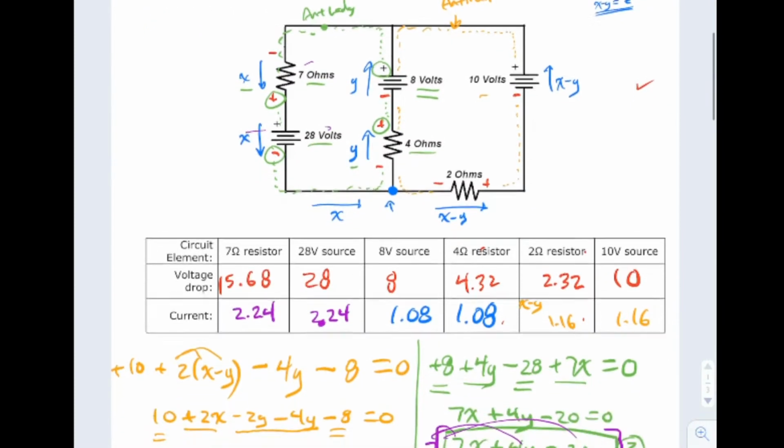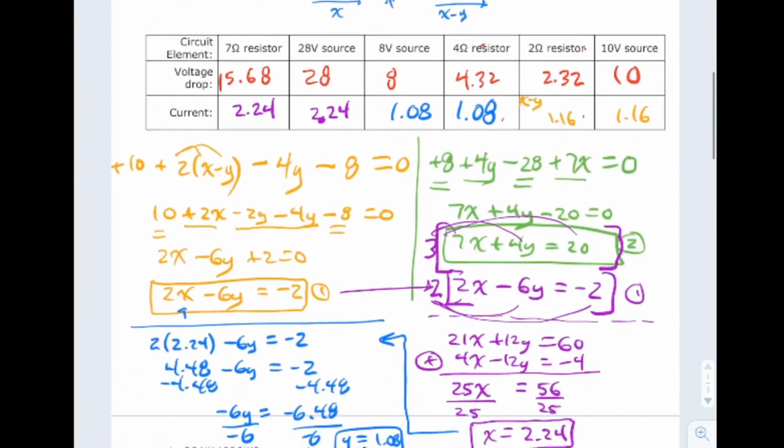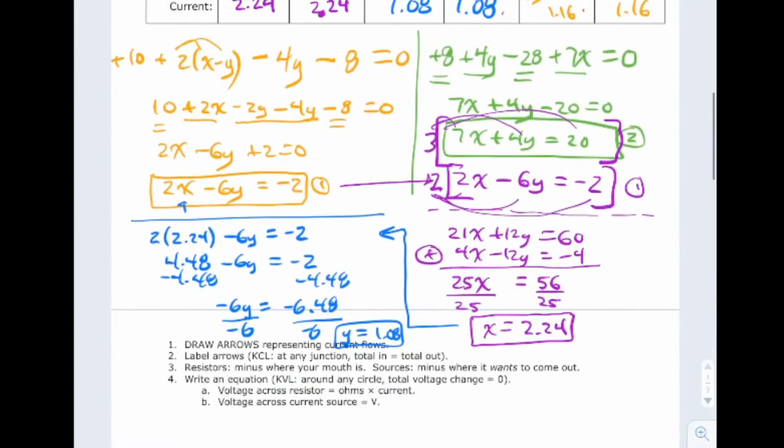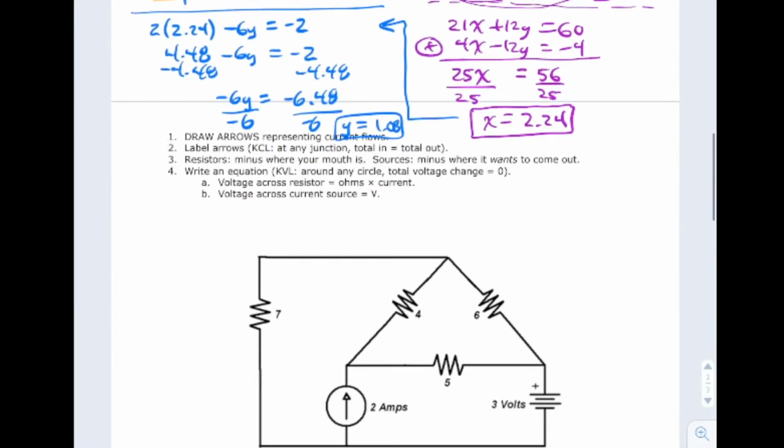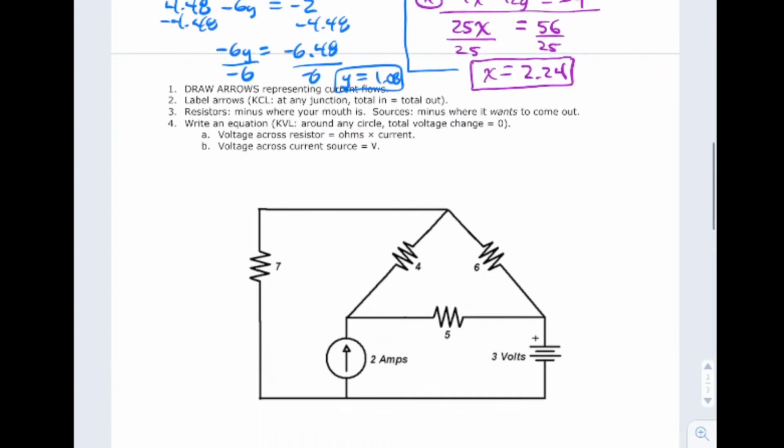All solved. So being able to solve 2 equations with 2 unknowns is part of the skill that you need to develop here. So let's ignore all this stuff. Just make a border here between our 2 problems. Let's do another problem.